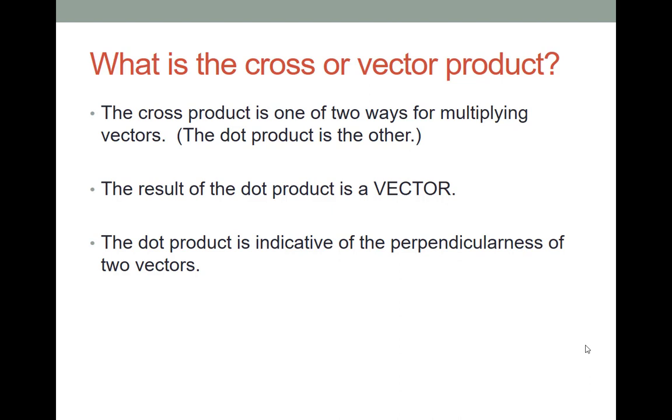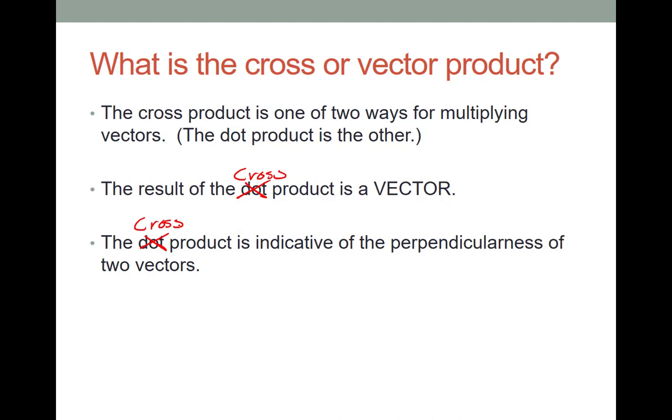Okay, and that second line is wrong. The result of a cross product, not a dot product, is a vector. You may remember that the dot product was a scalar, cross product was a vector. Okay, and again, apparently I can't edit because this should also be cross. The cross product is indicative of the perpendicularness of 2 vectors. So again, with dot product, we saw when the 2 vectors were parallel, the dot product became as big as possible. Here, with cross product, we're going to find that when the 2 vectors are perpendicular, the cross product is as big as possible.